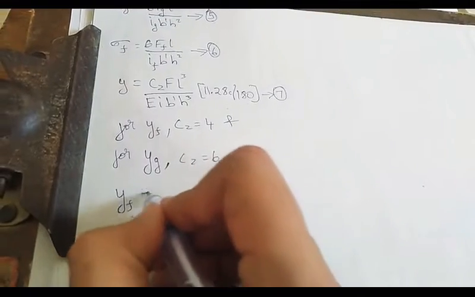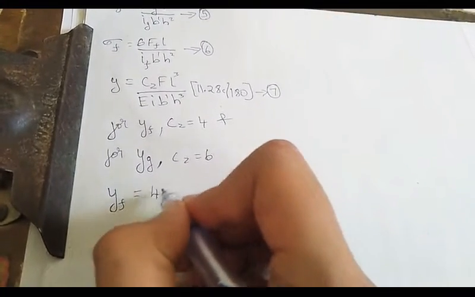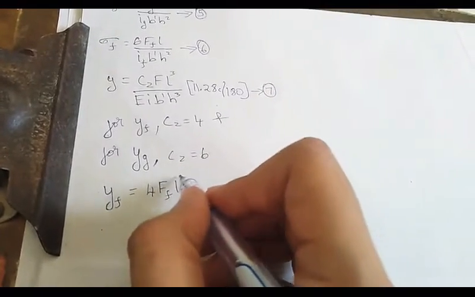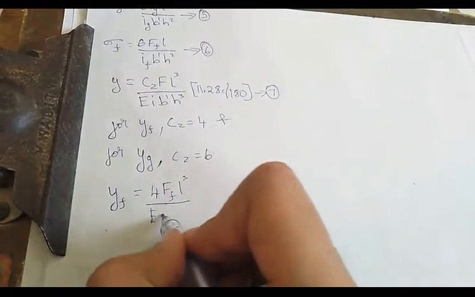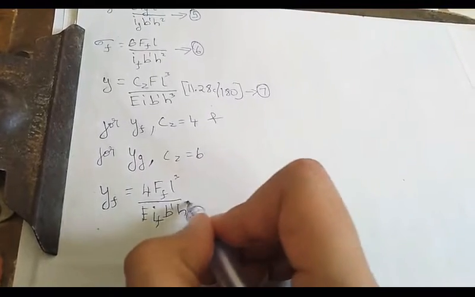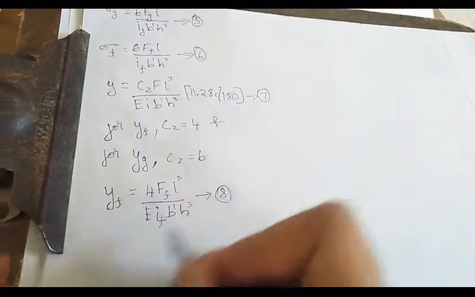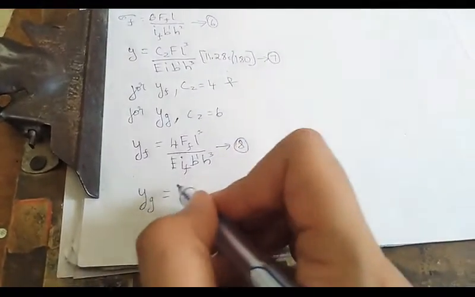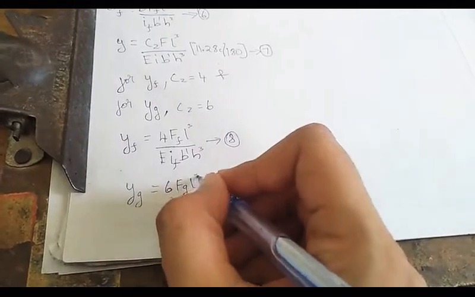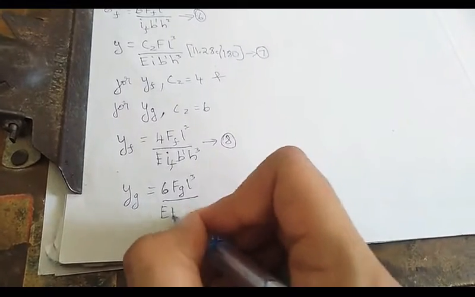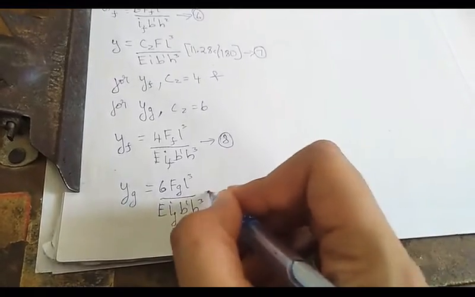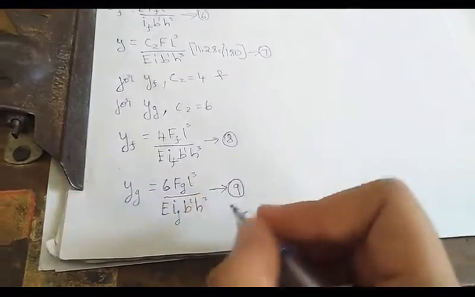So YF is equal to 4 FF. So I'll replace F by FF, L cube divided by E IF B' H cube. We'll call this equation 8. And for YG, I'll take the value of C2 as 6, FG L cube divided by E IG B' H cube. So this is equation 9.